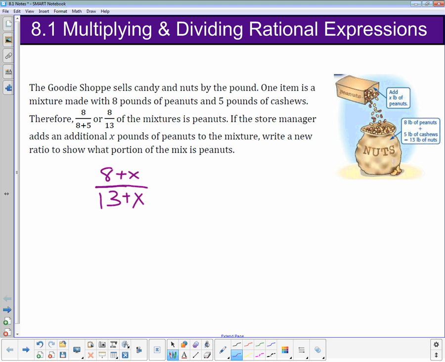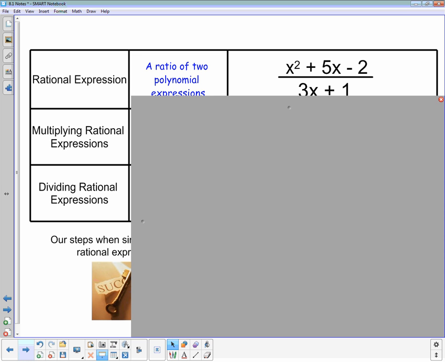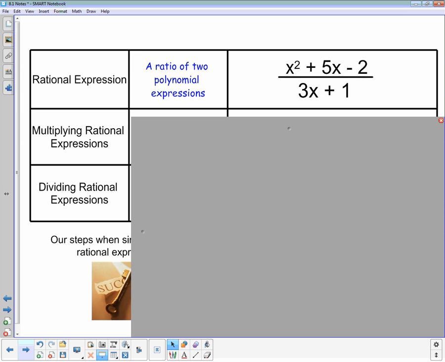Rational expressions, ratio, tells you we have a fraction bar in there, numerator over denominator, and we're going to have some variable terms in there, definitely. And that's exactly what a rational expression is. A rational expression is a ratio of two polynomial expressions. And that's just an example there, x squared plus 5x minus 2 all over 3x plus 1. It's a ratio, it is a polynomial on the top and a polynomial on the bottom.